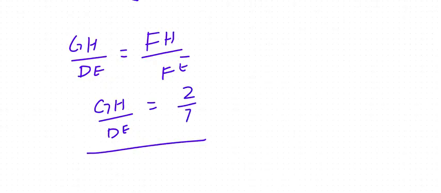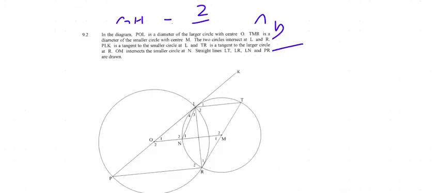So move to the next part of question number 9, which is 9.2. As you can see, 9.2 is the diagram of POL. P is the diameter of the larger circle with center O. TMR is the diameter of the smaller circle with center M. The two circles intersect at the points L and R.